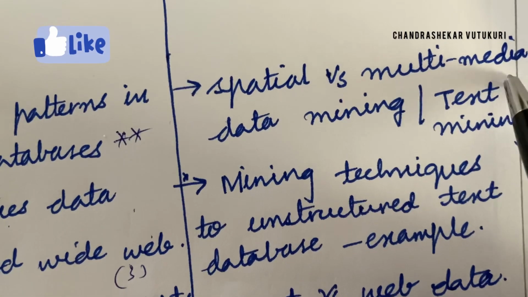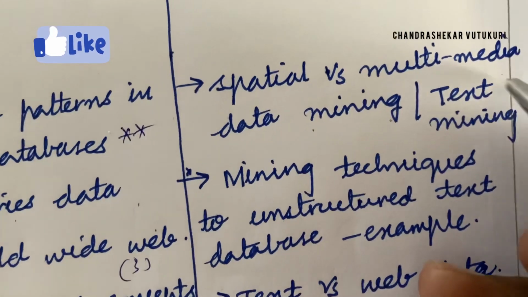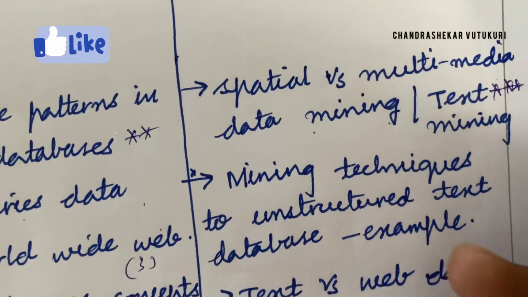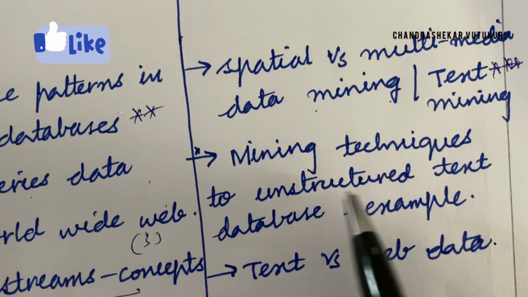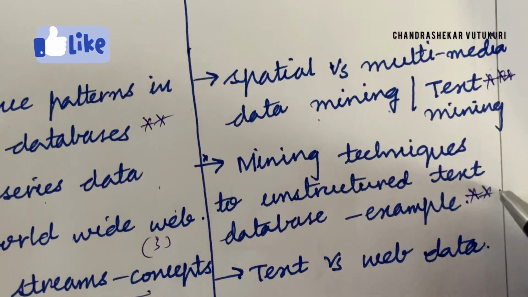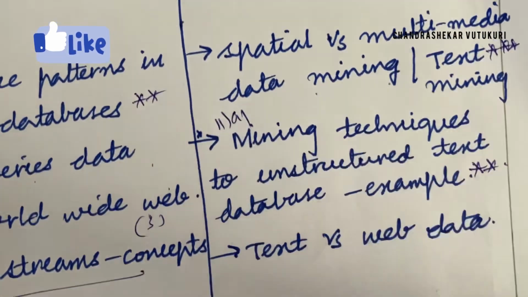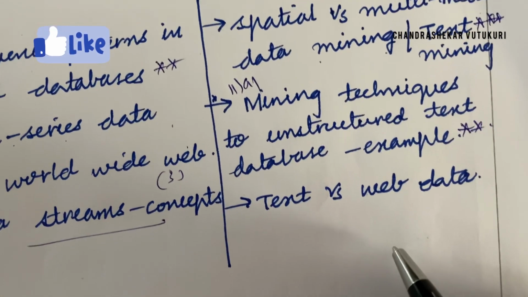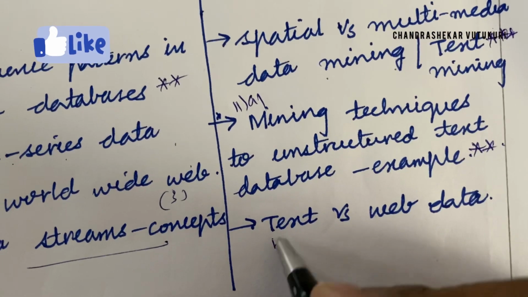Spatial versus multimedia data mining or text mining may be the short question this time for sure, and mining techniques for unstructured text databases explained with an example is said to be one of the topmost questions, that may be 11A, and text database versus web data may also be the B question.